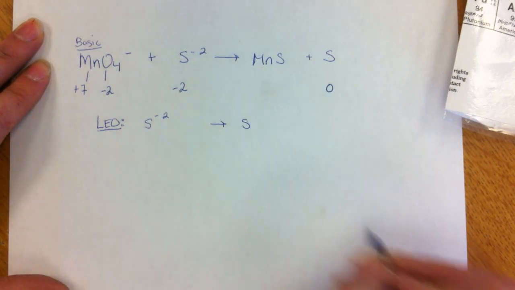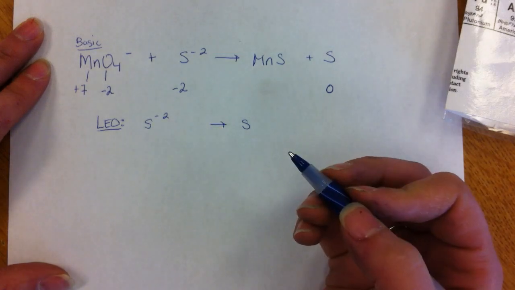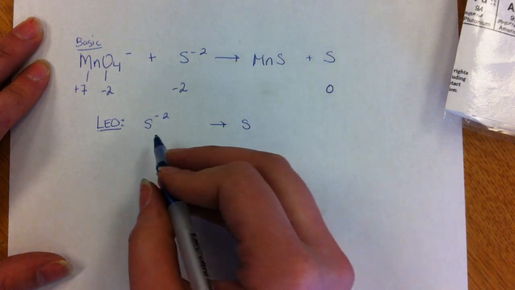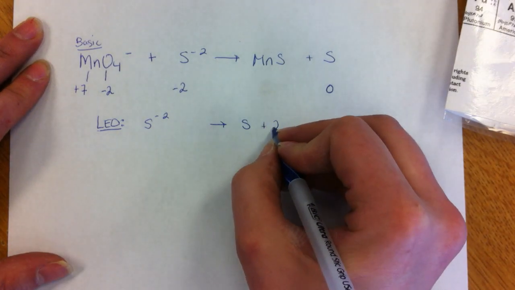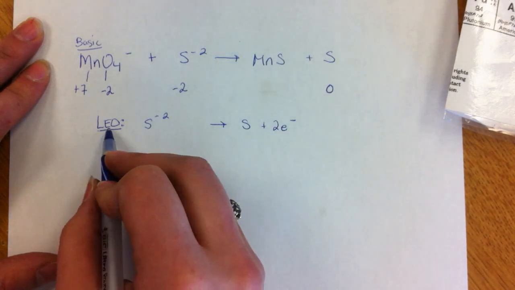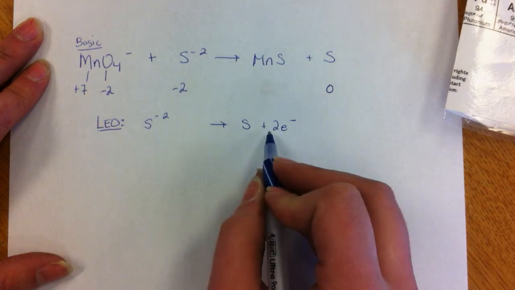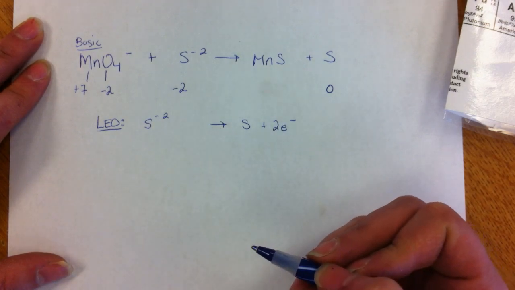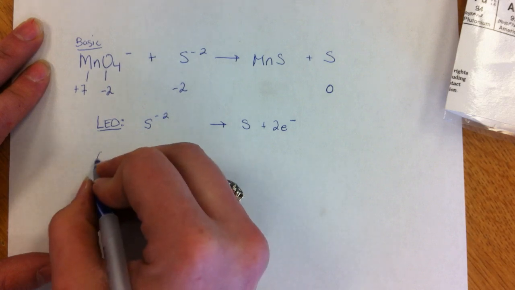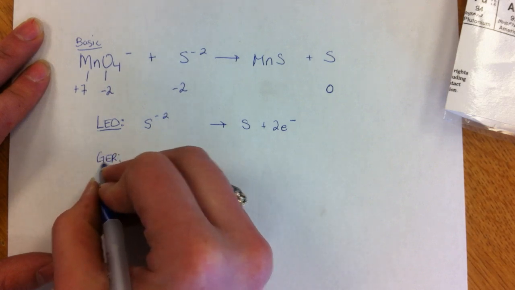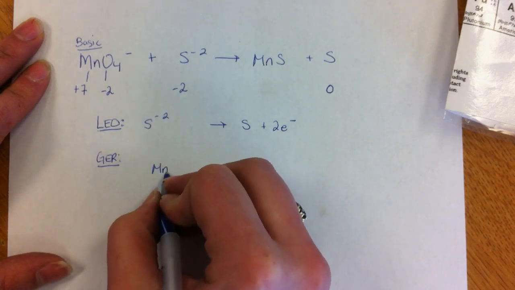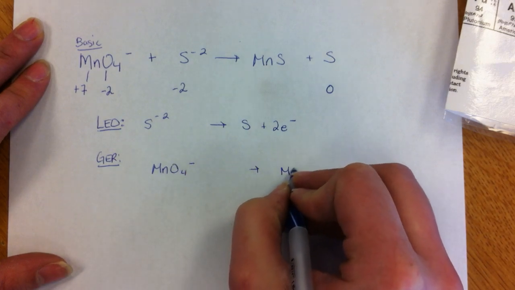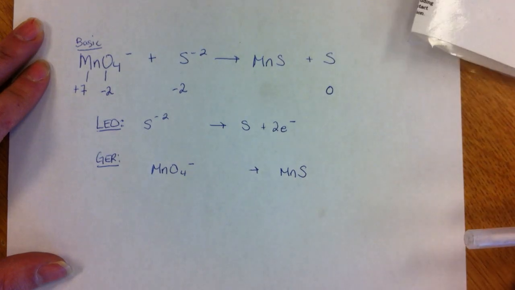is that. Okay, the S's are already balanced, and we don't have any H's or O's to balance, so we're going to just balance the charge by putting 2 electrons on this side. And it makes sense that the lost electrons are on the product side. So we know that the manganese must be the GER, even though we can't quite figure out its charge. And we know it's going to go to MnS.